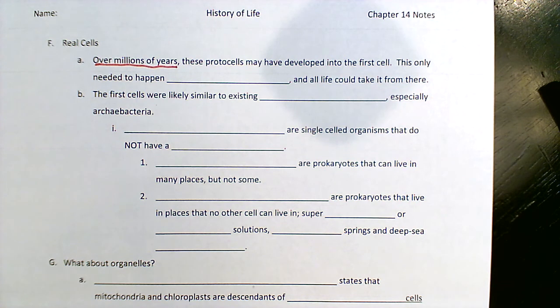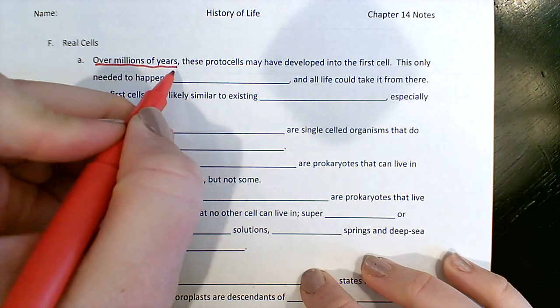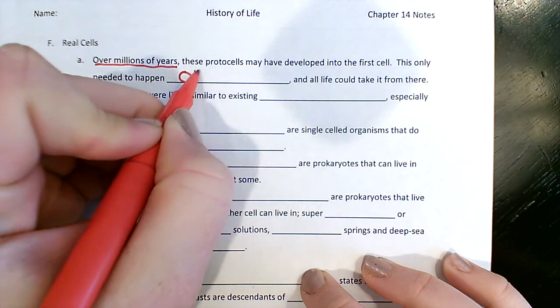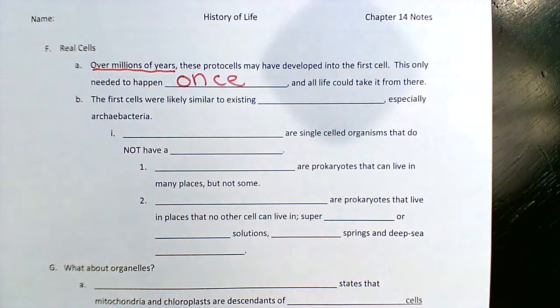These protocells may have developed into the first cell. And if you're like me, you're thinking, well, that's astronomical, that's crazy. But you have to remember, this only needed to happen once. Okay, so in millions of years, in all of the oceans, we have to have things come together correctly to make a cell one time. After that, biogenesis makes sense and can take over. Life comes from life, cells making cells.